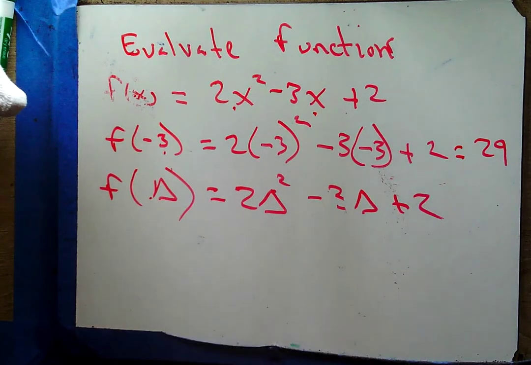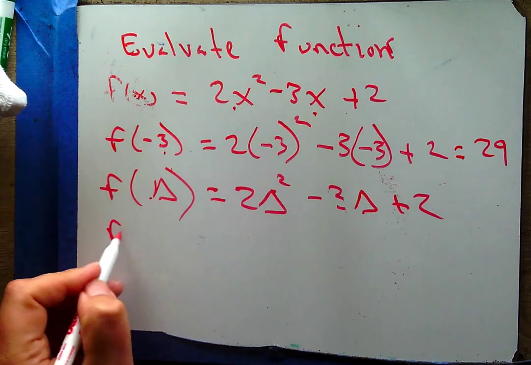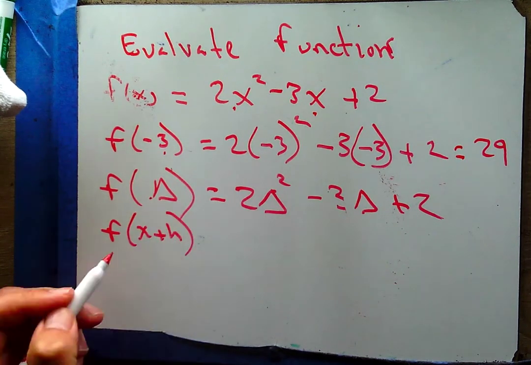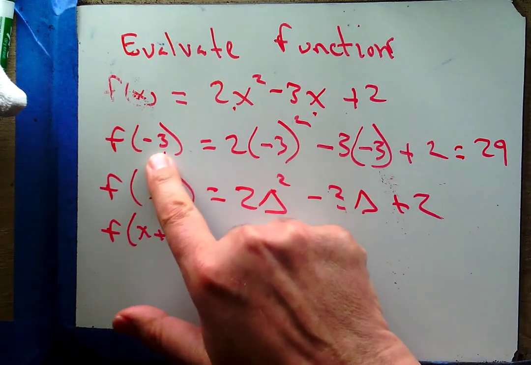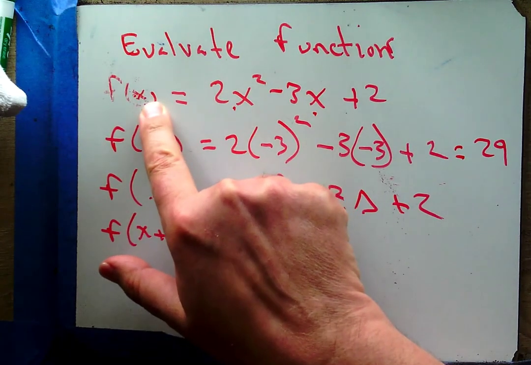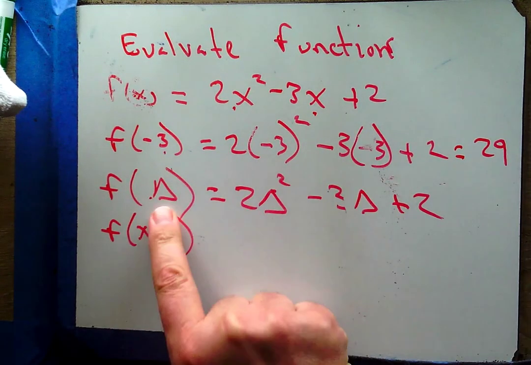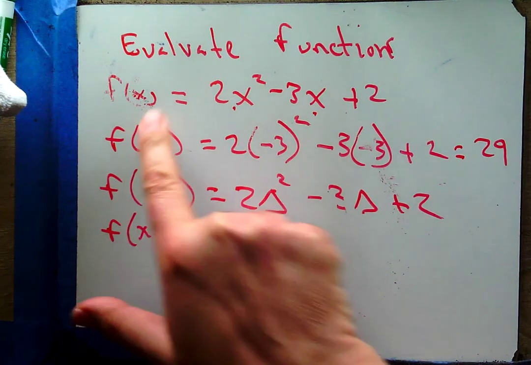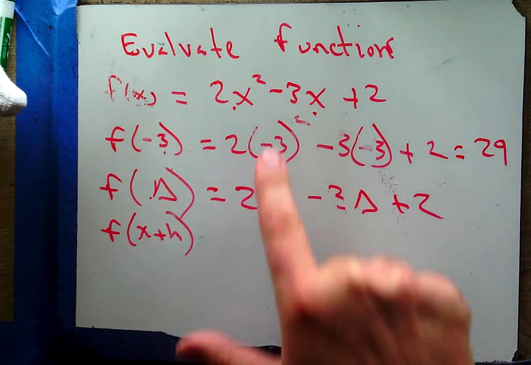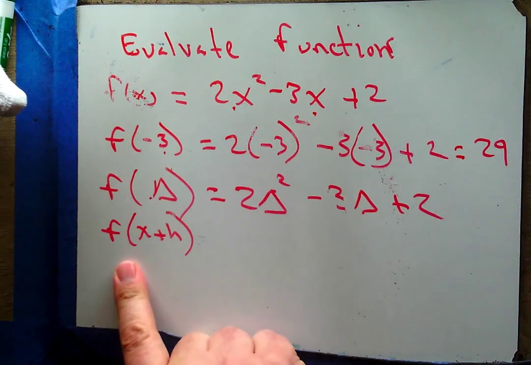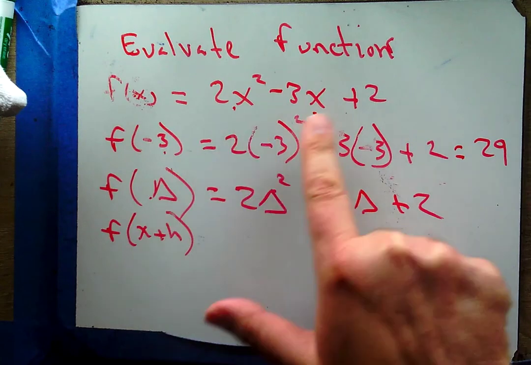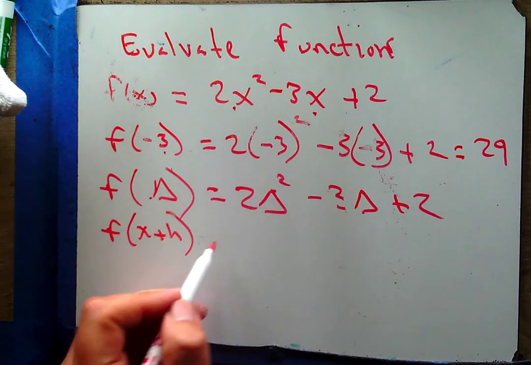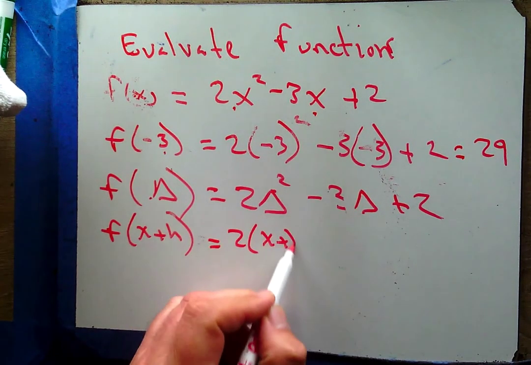There's f of triangle. Now, with that in mind, what about f of x plus h? What am I supposed to do there? What did we do in the last problem? When I saw f of negative 3, I plugged in negative 3 for all the x's in f of x. When I had f of triangle, I replaced all the x's in f of x with triangles. So when I see f of x plus h, I'm supposed to replace all the x's in f of x with x plus h's. So that's going to look like this.